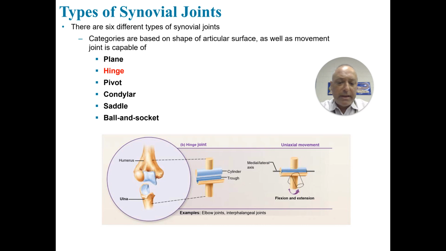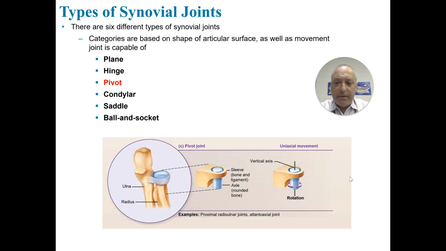The example would be the elbow or the interphalangeal joints. So there's movement about a hinge, medial and lateral axis, and it allows for flexion and extension. Pivot joints, like the radioulnar joint, the pivot joints allow uniaxial movement, so on one axis, so let's say the vertical axis.